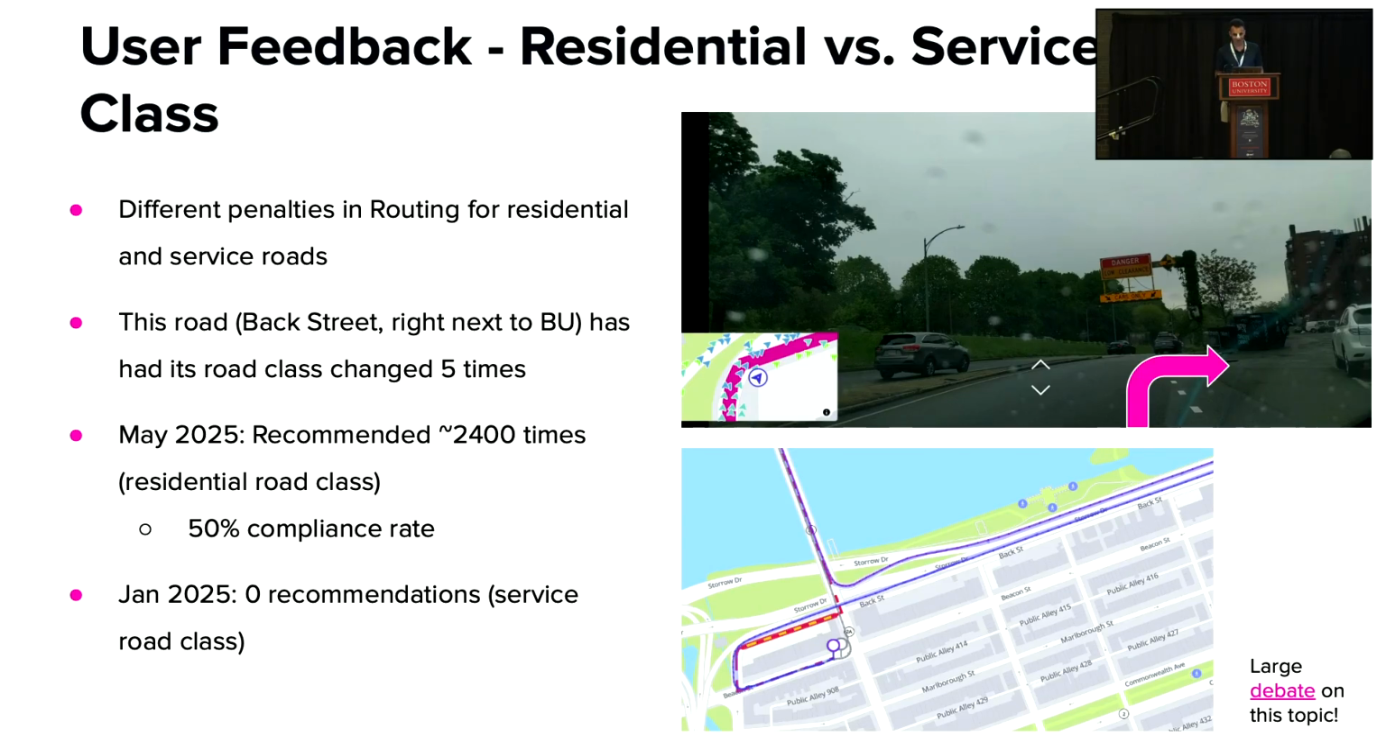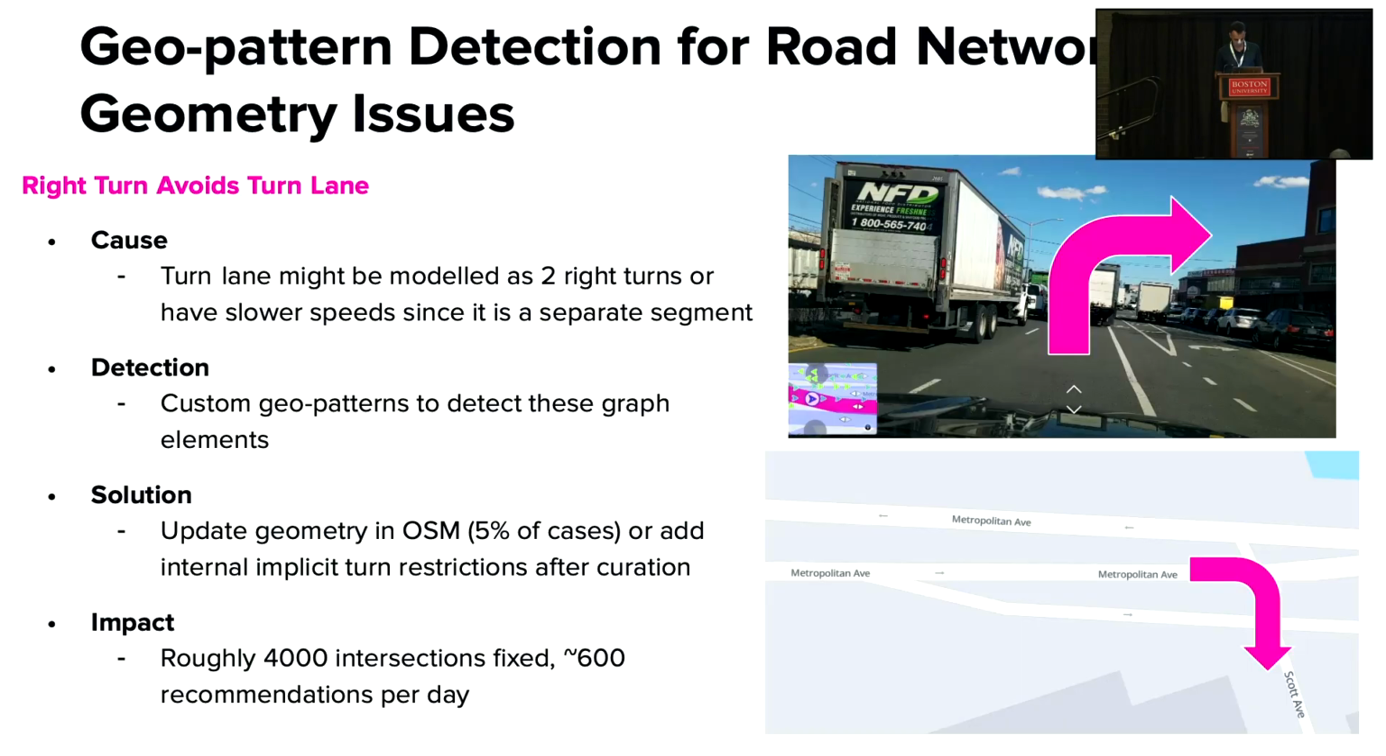But there's a large debate about residential and service roads. So this is just one example of how different standards could impact routing. So moving on to more automatic detection schemes.